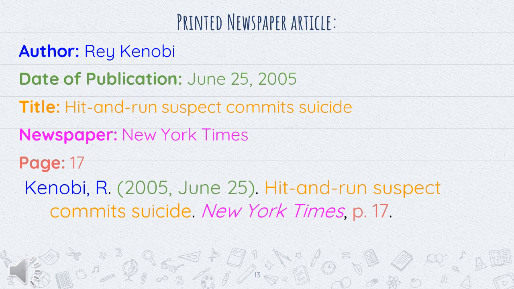And then after that, you can put already the title, period, the name of the newspaper, which is, in this example, New York Times, and then comma, and then put the page number, P, period, and then the number, 17, another period. As you can see, if you notice here, the word page is not written in full. It is not spelled out. Instead, it is abbreviated. Letter P only, and then period, and then put the number, 17, and then another period.